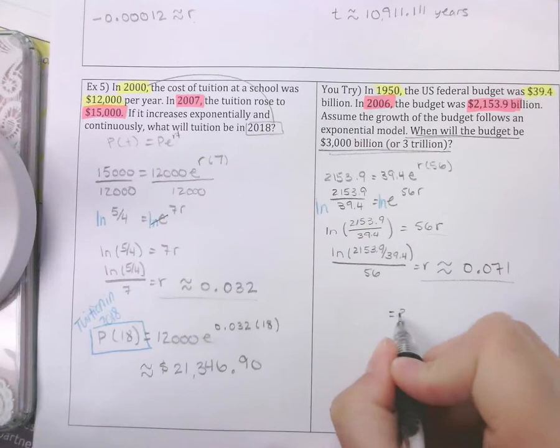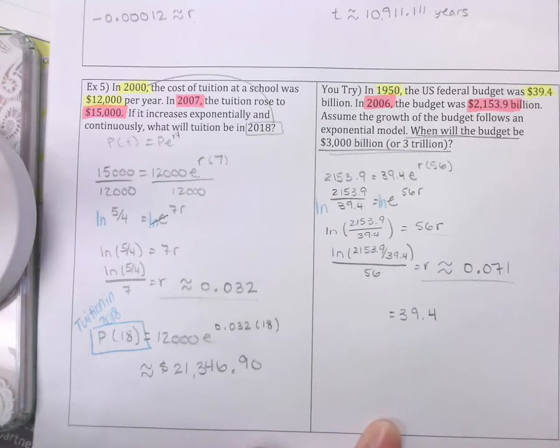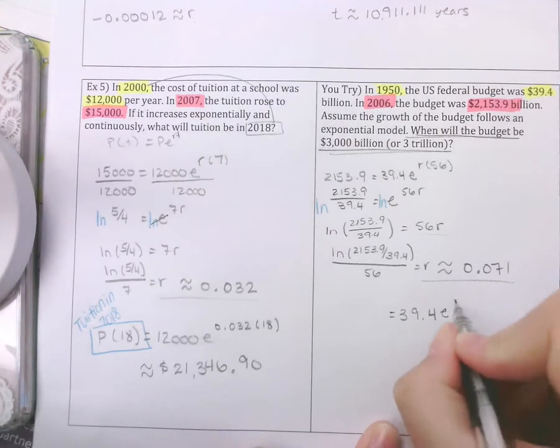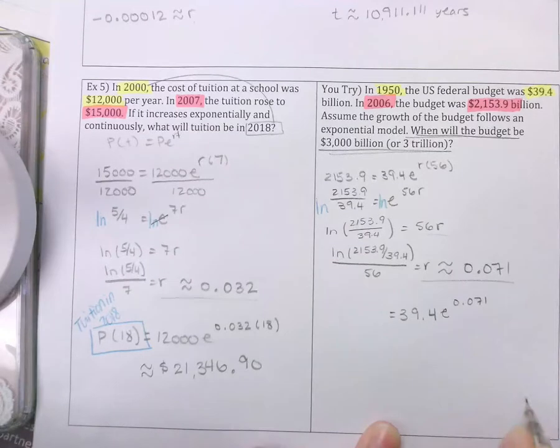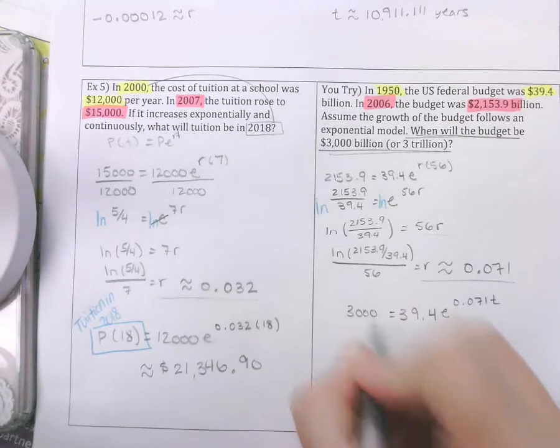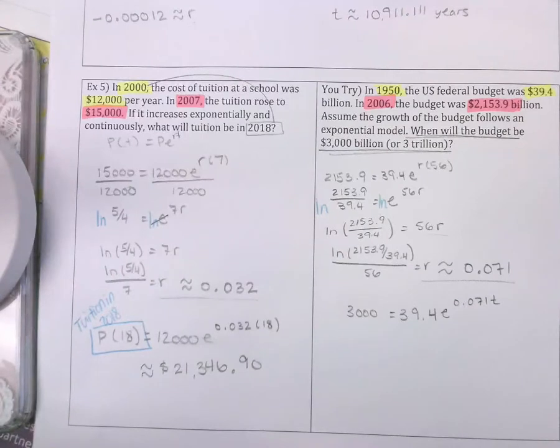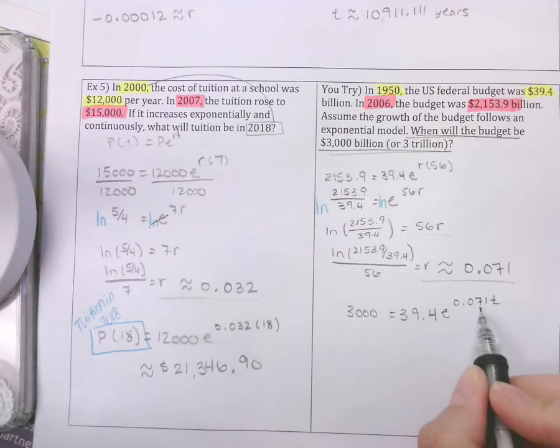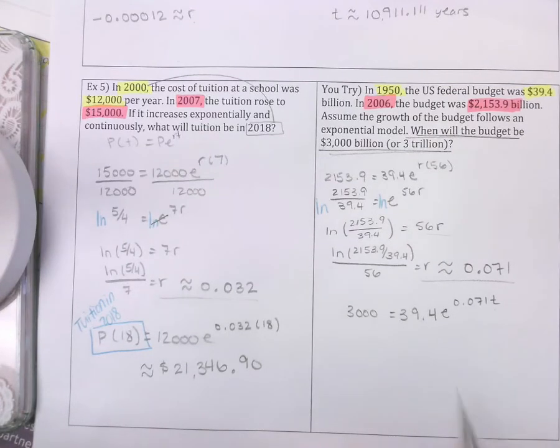We want to know the initial budget was 39.4 billion. It's gonna grow with this R for a certain period of time and eventually grow to 3,000 billion, or 3 trillion. So we're plugging in 3,000. We know our rate. We're finding time. This doesn't change. Once you use the initial amount, it stays your initial amount. You don't change it.